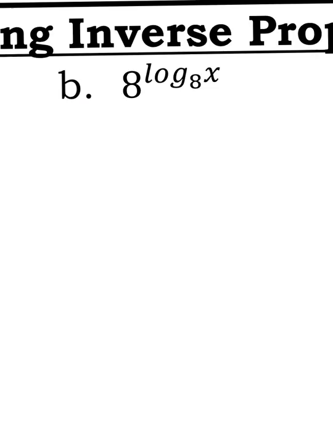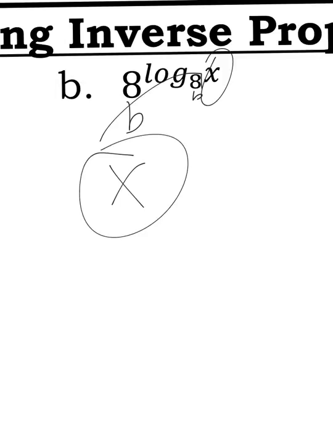Okay, so I have b to the power of log base b of x. So the short answer is I have the same exact base. This is b. This is log base b. So it's the same thing. You're just left with x. So if I were to simplify it, that's the answer, x.